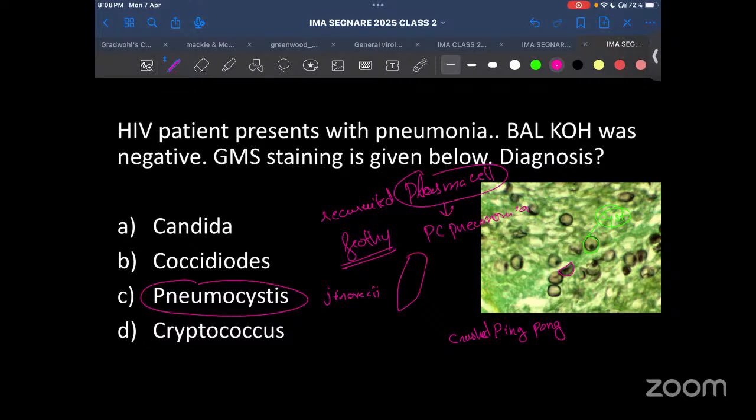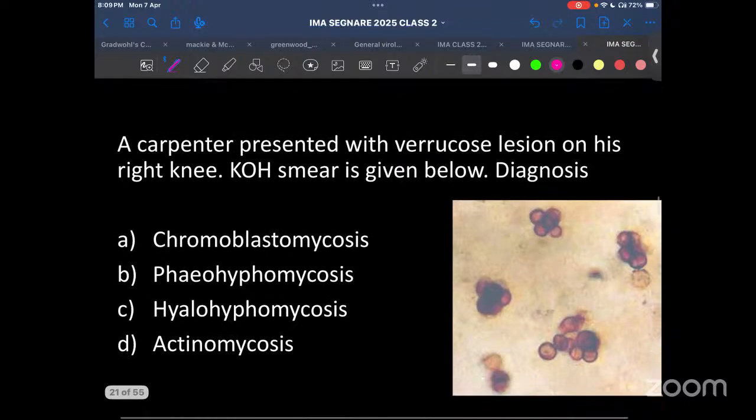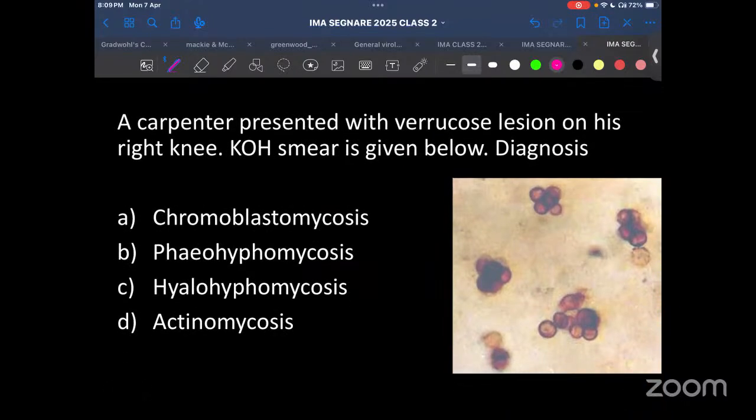So when you take a chest X-ray, you will see ground glass opacity in the chest X-ray. These are all features of pneumocystis, and the treatment is cotrimoxazole. Cotrimoxazole you can give as a treatment and also as a prophylaxis for HIV patients. So that is pneumocystis.